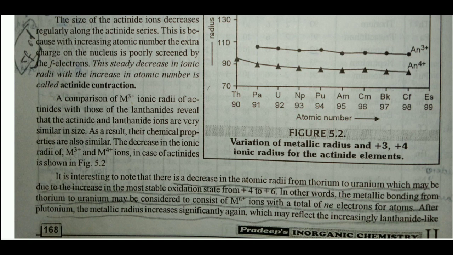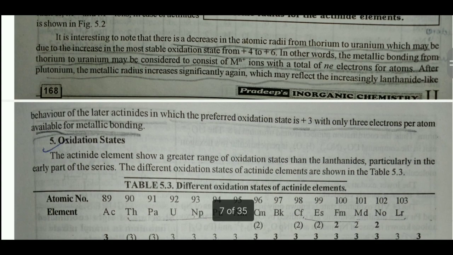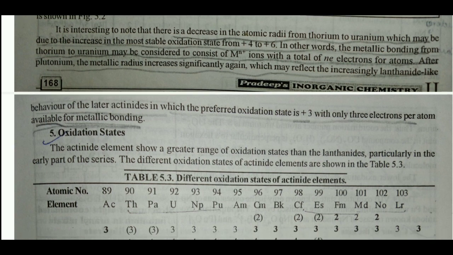The decrease in the ionic radii of M3+ and M4+ ions in case of actinides is shown in figure 5.2. It is interesting to note that there is a decrease in the atomic radii from thorium to uranium, which may be due to the increase in the most stable oxidation state from +4 to +6. In other words, the metallic bonding from thorium to uranium may be considered to consist of Mn+ ions with a total of n electrons per atom. After plutonium, the metallic radius increases significantly again, which may reflect the increasingly lanthanide-like behavior of the later actinides, in which the preferred oxidation state is +3 with only 3 electrons per atom available for metallic bonding.